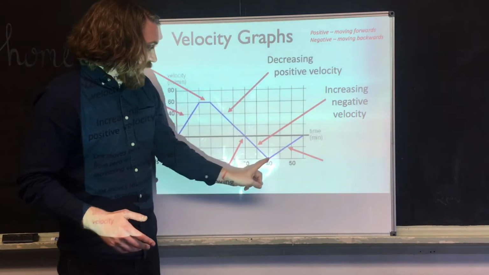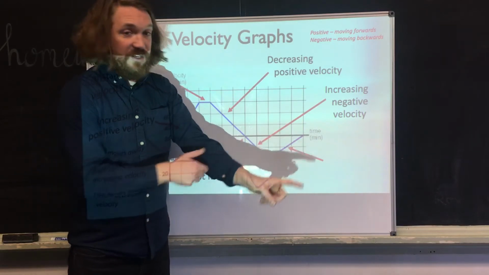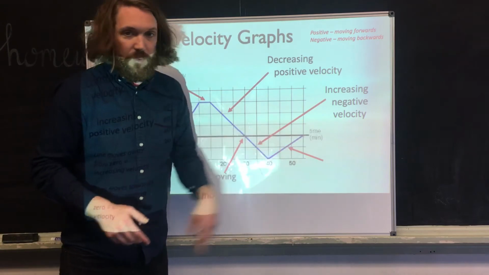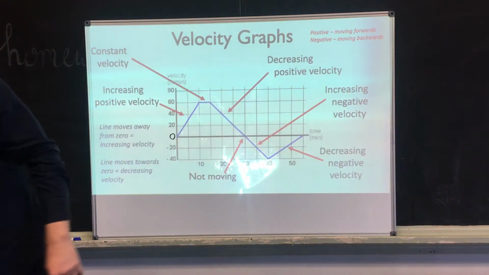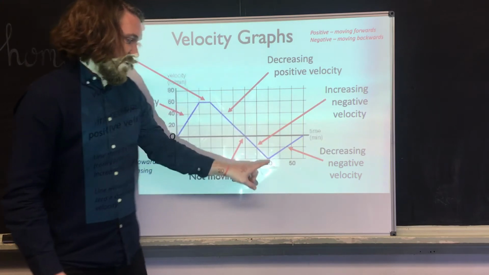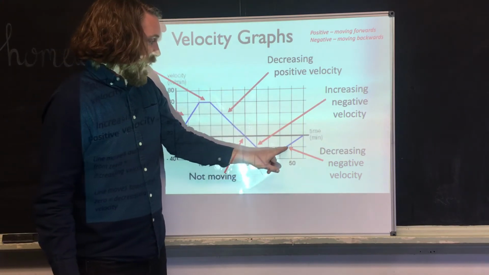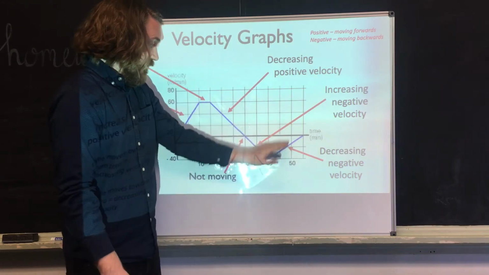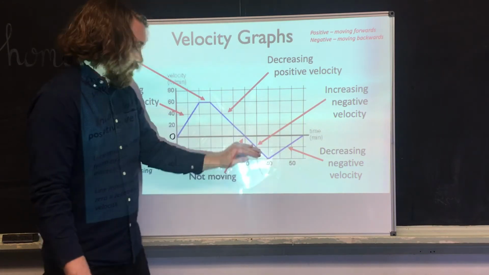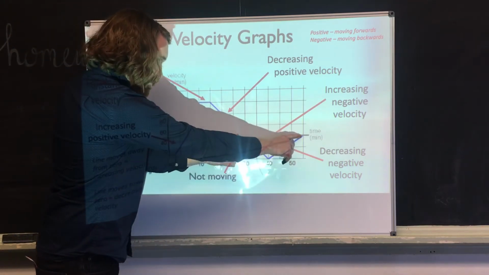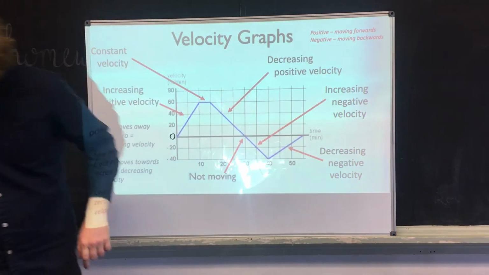Okay? Last but not least, this line is going back towards 0 from -40 back to 0, which means that this is, you guessed it, a decreasing negative velocity. Why is it decreasing? Because we're going back to 0. We're going back to a stopping point, and it's negative because it's below the 0 line. Here we're moving forwards. Here we're moving backwards. Here, we're not moving at all.